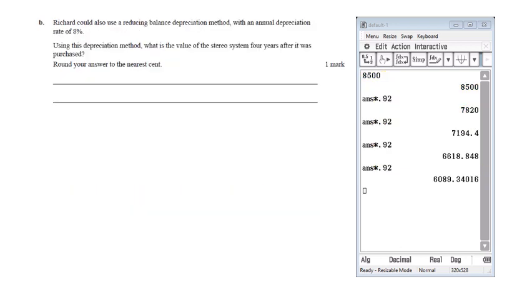Okay, so now Richard has decided that he's actually going to be using the reducing balance depreciation method with an annual depreciation rate of 8%. Again, we're doing after 4 years. You can see I've got the calculations over to the side here, but I'll explain where that all comes from. If you've got 100% and you take away 8%, that equals 92%, which equals 0.92. So every year you're multiplying it by 0.92.